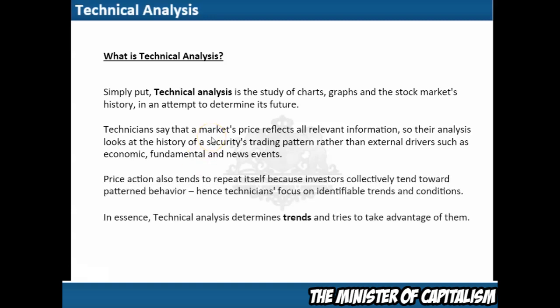Price action also tends to repeat itself because investors collectively tend toward pattern behavior. Hence, technicians focus on identifiable trends and conditions. In essence, technical analysis determines trends and tries to take advantage of them.